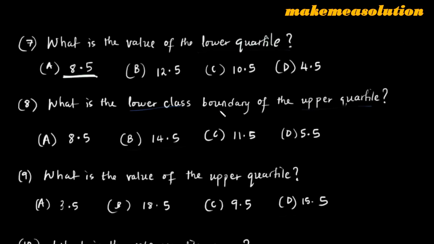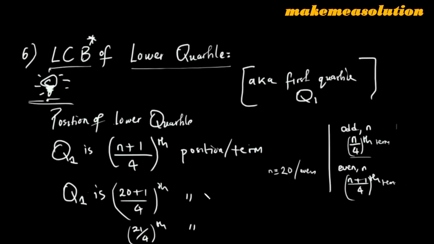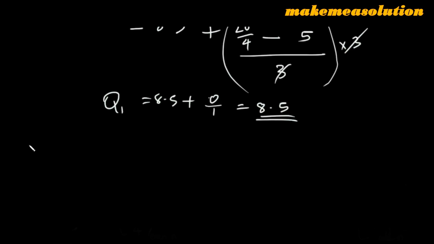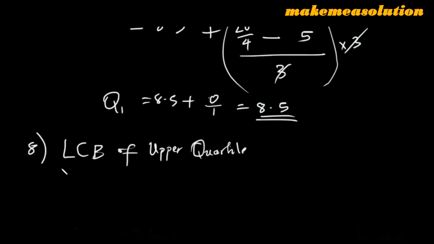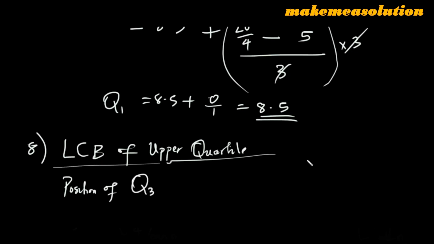Then the next question is, what's the lower class boundary of the upper quartile? So the same thing, lower class boundary of upper quartile. So number 8 says lower class boundary of upper quartile. To find the lower class boundary of the upper quartile, you need to find the position of the upper quartile, which is Q3. Okay, the upper quartile is also known as the third quartile.